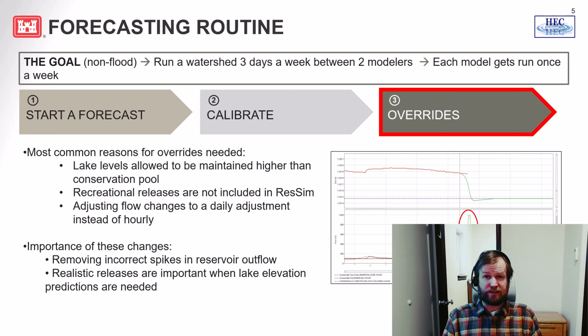Common reasons that overrides are needed: lake elevations are allowed to be maintained slightly higher than conservation pool when there's that flexibility in the water control manual, and that's not always seen in the ResSim rules, so the model may try to quickly return to the conservation pool, and that might not be what the water manager wants to do that day.